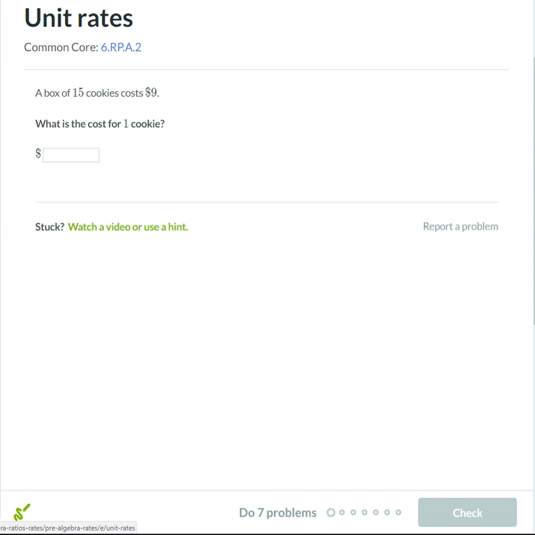So for example, it says a box of 15 cookies costs $9. What is the cost for one cookie? Well, if I read the problem, I can see that in the question, the cost comes before the cookies. So if I know that that's the order that the unit rate should be calculated in, all I do is take the cost and divide it by the number of cookies.